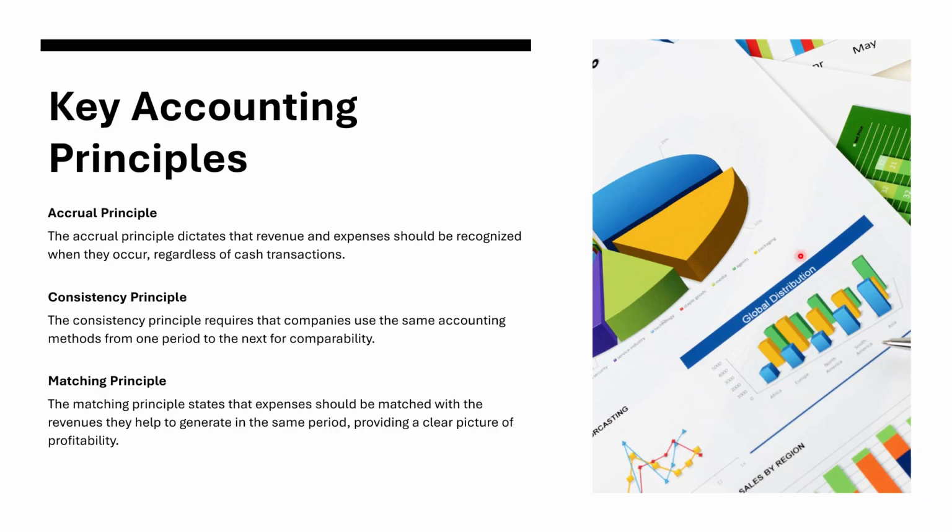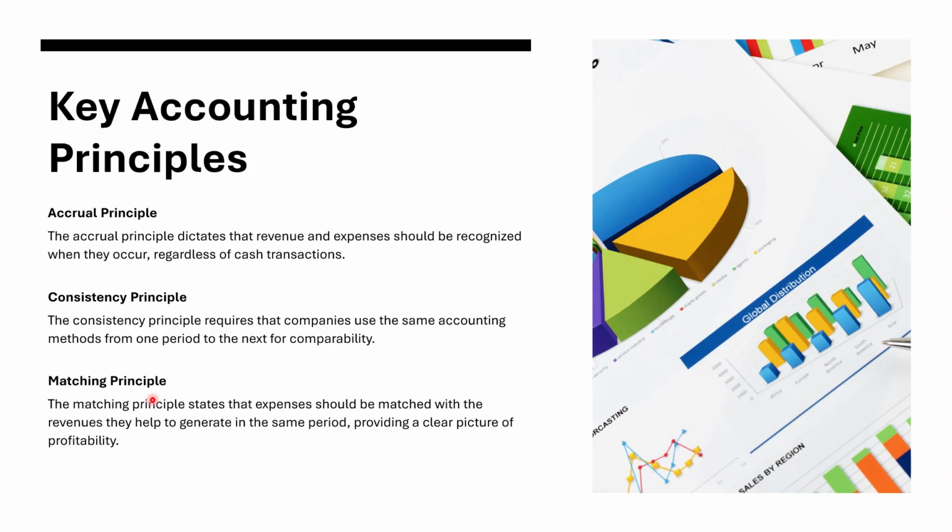Next is the consistency principle. By this we mean that once a company chooses an accounting method, that must be applied consistently from one period to another. Let's say a company uses the straight line method to depreciate its assets. It must continue to use the same method every year unless there is a proper justification for a change and it is disclosed. So if it suddenly switches to a different method, say double declining balance, without an explanation, it violates the consistency principle and that is not acceptable.